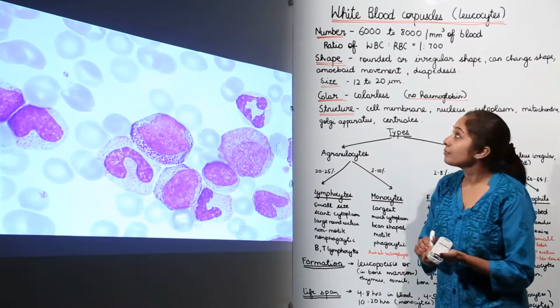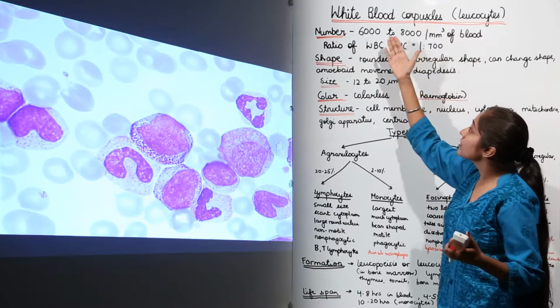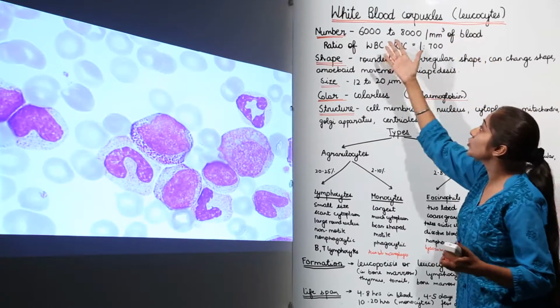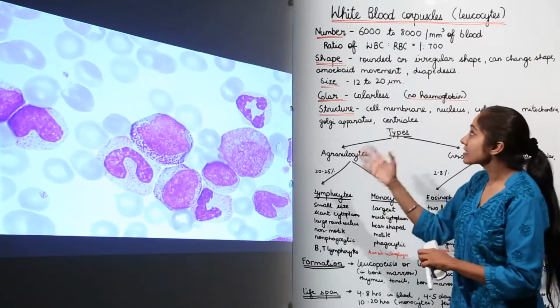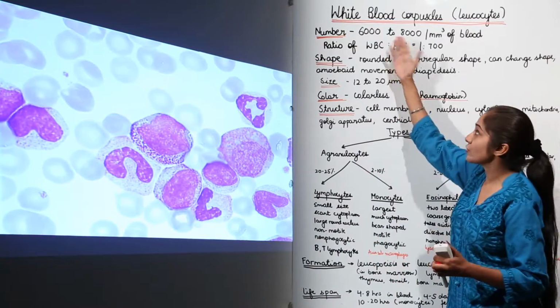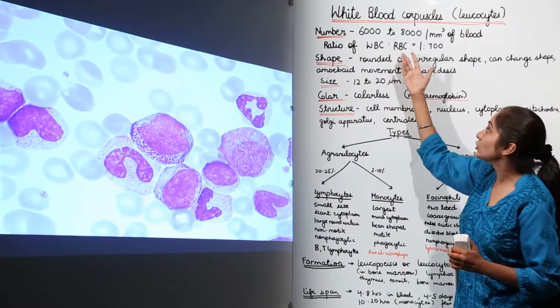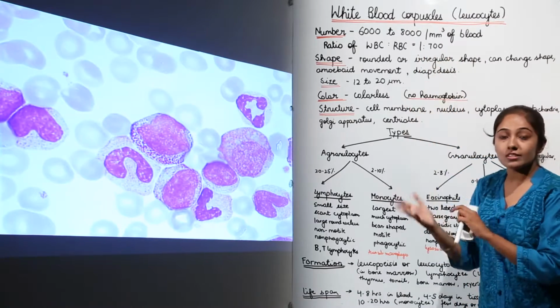And when we discuss the number of white blood corpuscles, the leukocytes, they are around 6,000 to 8,000 per millimeter cube of blood. So this is the total leukocyte count. It varies from person to person. As compared to red blood corpuscles, the leukocyte count is quite less, as you can see. If we want to give the ratio of WBCs to RBCs, it is approximately 1:700. So this is the ratio.